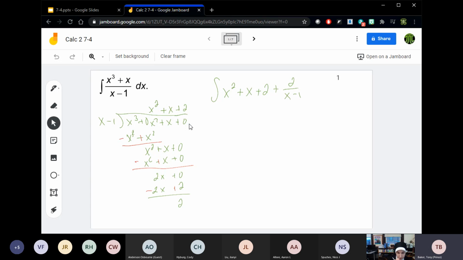All right. Now that we've done the long division, we can go through and break up and do the integral of each piece. The integral of x squared is x to the third over 3, the integral of x is x squared over 2, and the integral of 2 is 2x. And now this last one is a constant over a linear term, so it's just plus 2 ln of x minus 1 plus c.